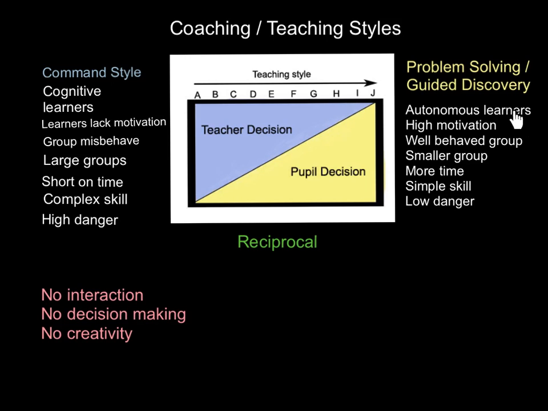You do it with autonomous learners, high-level learners. You'll do it when they're highly motivated. You'll do it when you can trust them, when they've got good behaviour. You'll generally do it with smaller groups because there's going to be less distraction going on with a smaller group. You're going to do it when you've got more time because even though they are high ability, even though they know what they're doing, there's going to be a little bit of debate, a little bit of discussion about what's the best way of doing it and this, that and everything else. So it's going to take a little bit more time to come to joint decisions.